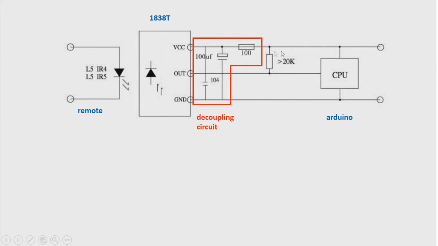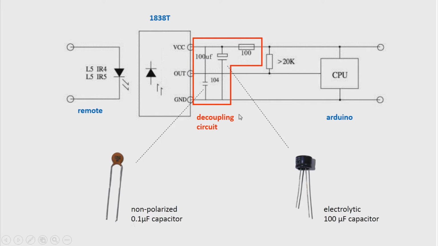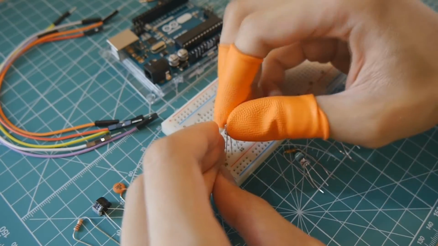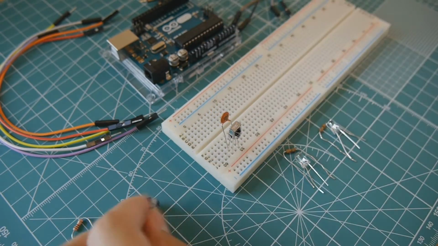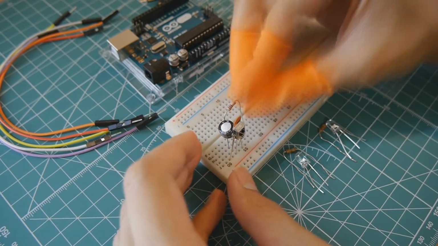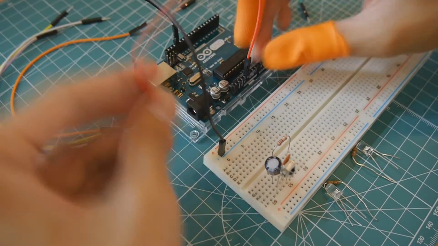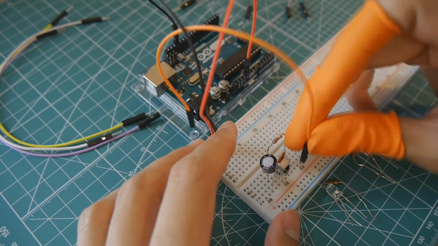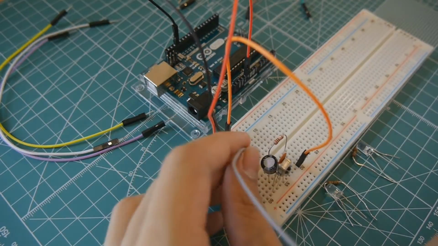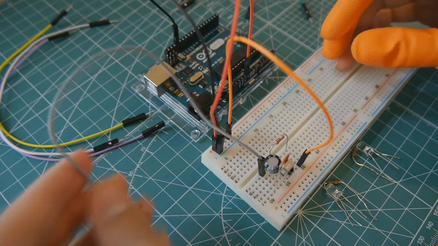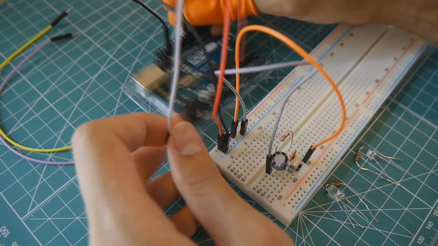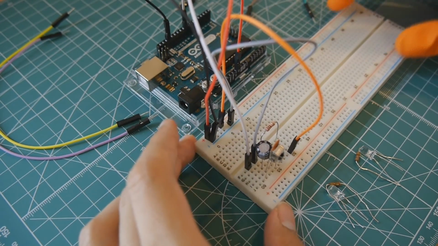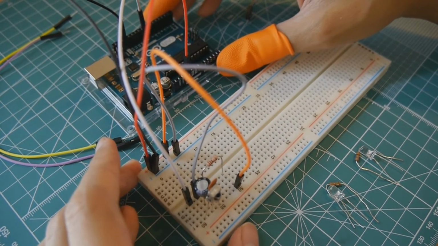For this resistor, it is optional, and the value is any value larger than 20K, so an open circuit is of course fine. In my case, I left it open. For the decoupling, these are the capacitors that I use. So let's build the circuit. For this tutorial, I also added two LEDs to help us check the function of the remote.